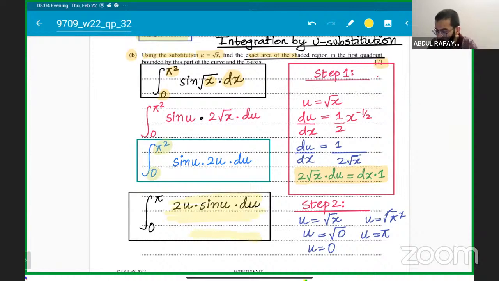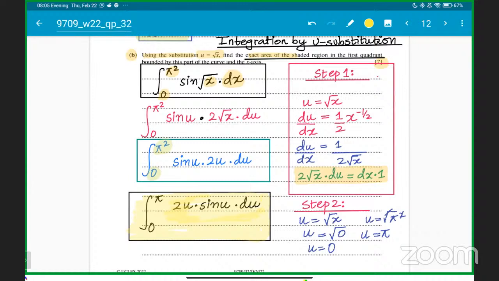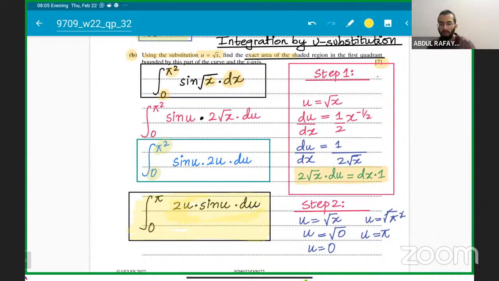This is 3 marks only. The problem is you still can't integrate this. The reason is there are two variables again. These are two different things: we have u as well as sine u.